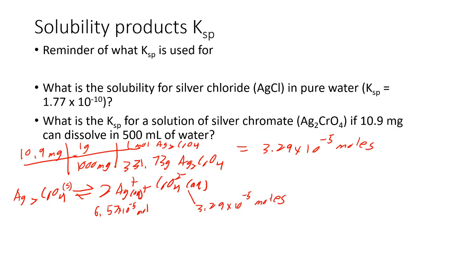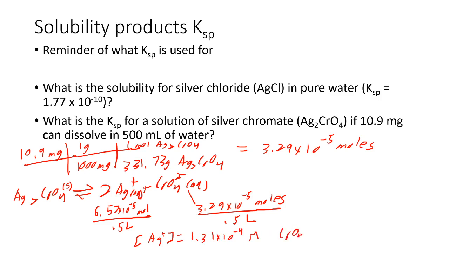But both of these are in the same solution. They're in half a liter of water. So if we want to know the molarity, it's moles per liter. So we can divide both of these by our 0.5 liters to get our molarities. So our concentration of Ag plus, when we do 6.57 times 10 to the negative fifth divided by 0.5, we get 1.31 times 10 to the negative fourth molar.